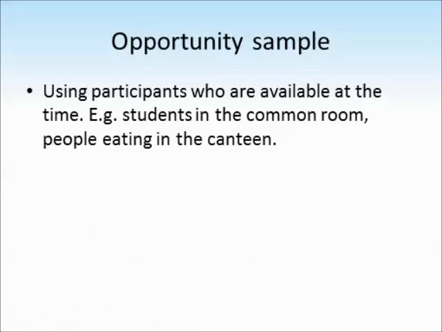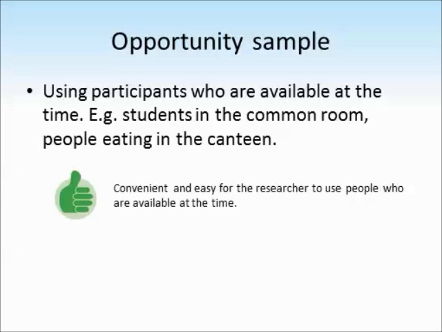There are several ways that psychologists can select their samples, but one of the easiest is to use an opportunity sample. And this is just using whoever is available at the time. So for example, using students who are in the common room or people who might be eating in the canteen. The strength of using this technique is that it's very convenient and easy for the researcher to use people who were just available at that time.